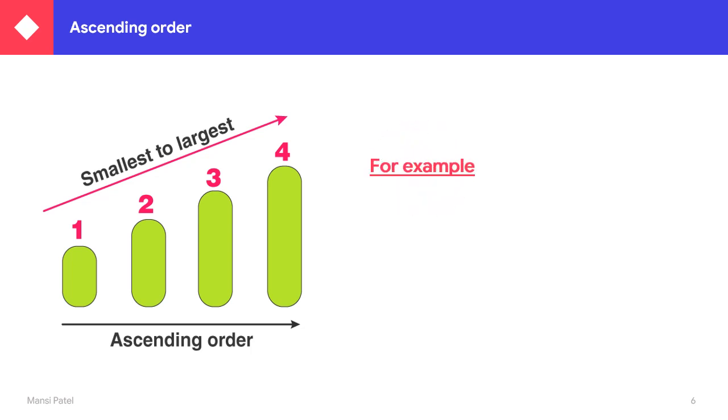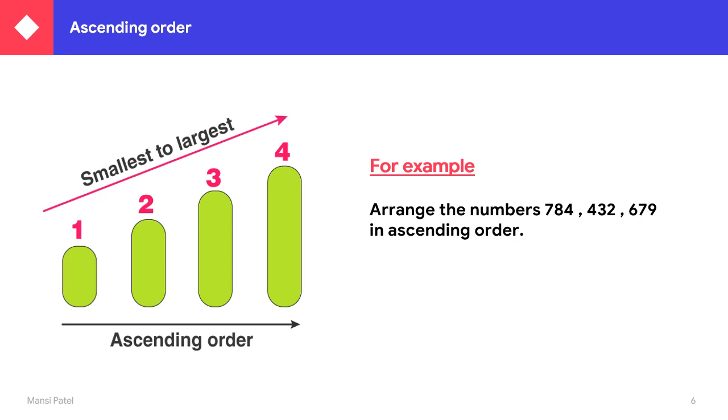See another example. Here I am giving three numbers to you: 784, 432, 679. You have to arrange these three numbers in ascending order. In ascending order, first you have to write down the smallest number. So among these three, which one is the smallest number? 432. Then two numbers are left: 784, 679. From these two numbers, which one is the smallest? 679. And then 784.